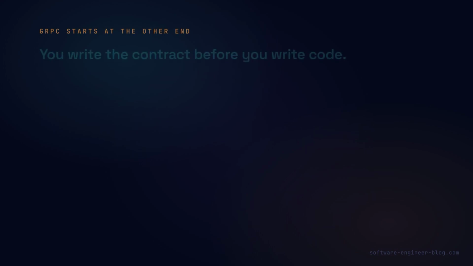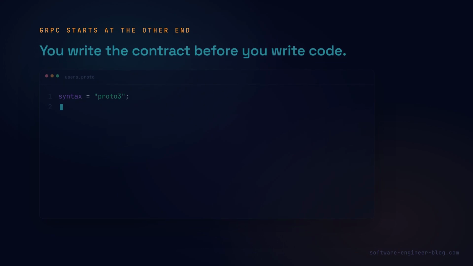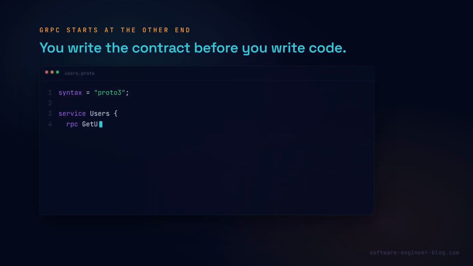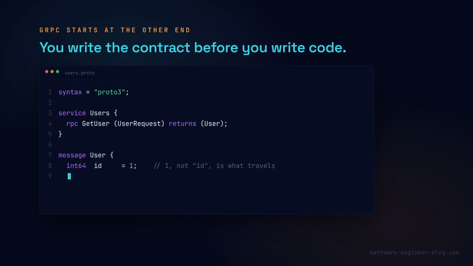gRPC starts from the opposite end. Before you write any code at all, you write the contract in a file called a proto file. Read it top to bottom. There is a service named users. It has one remote procedure. That phrase just means a function that runs on somebody else's machine, called getUser. You hand it a user request and you get a user back.